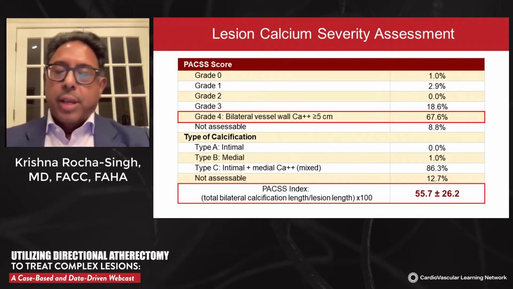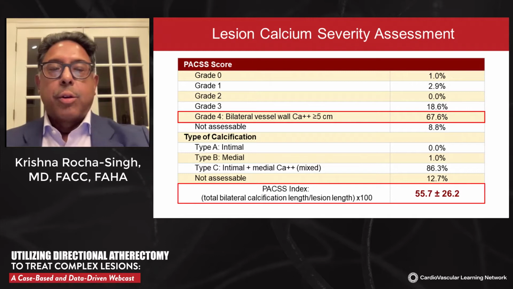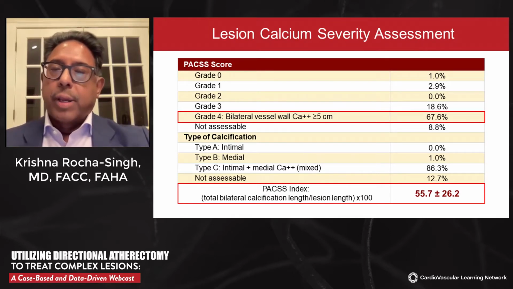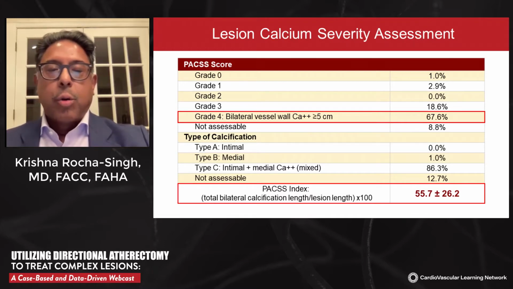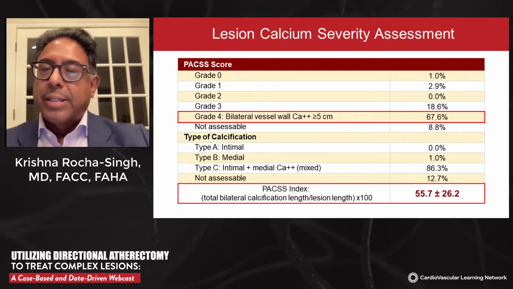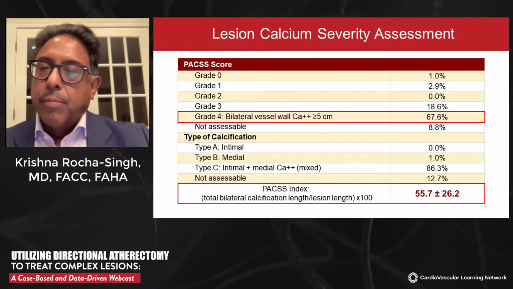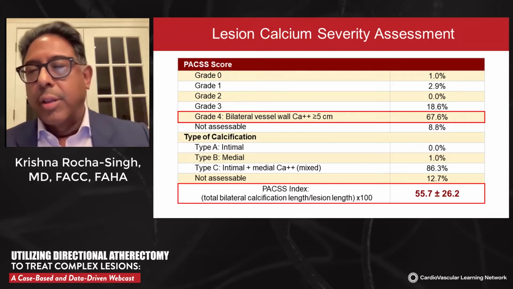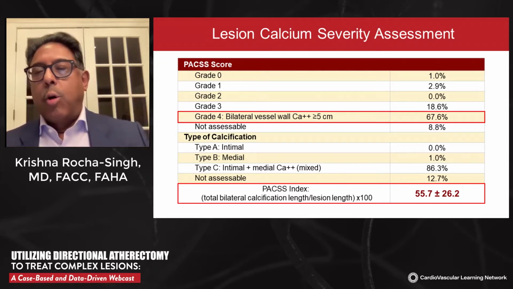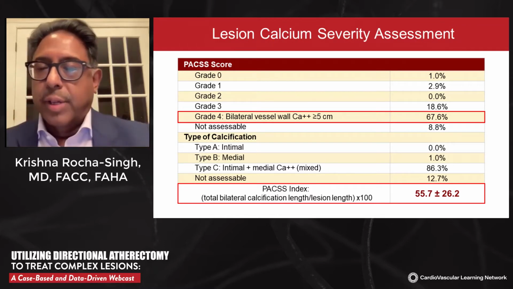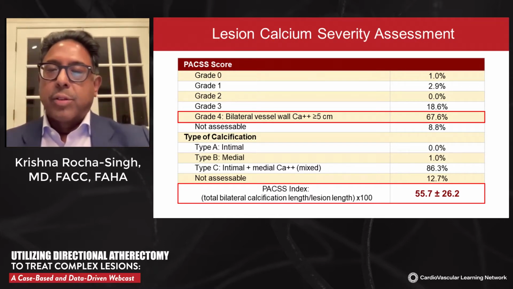As it relates to calcification, I think you'll see here that grade 4 was present in almost 70% of these patients, again reflecting the complexity of the cohort. And importantly, we look at the PACSS index, which was 55%. So what does that translate to? That suggests that in a mean lesion length of 18 centimeters, almost 56% of that lesion length had bilateral calcification, which again, I think reflects the severity of these patients that were enrolled in REALITY.